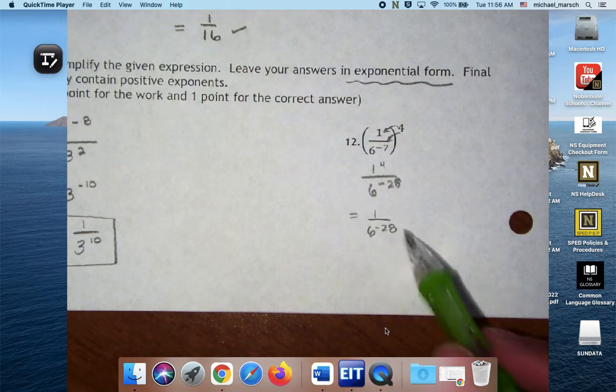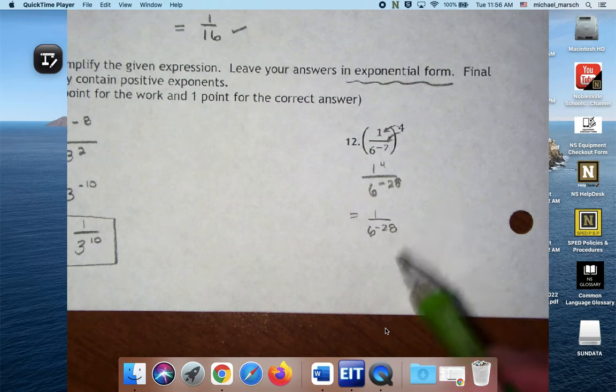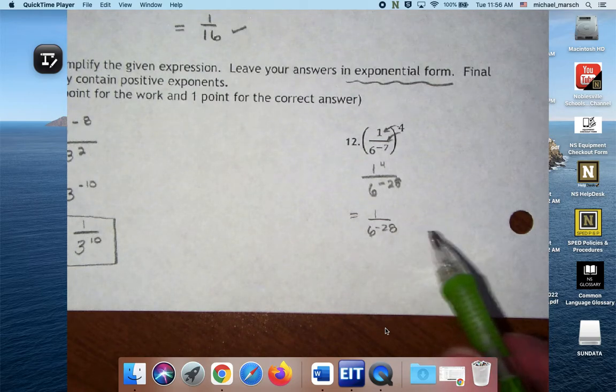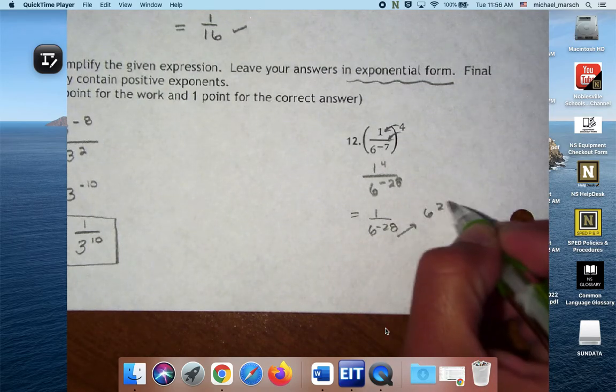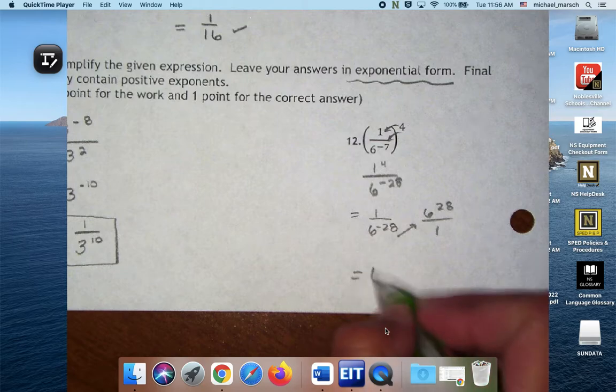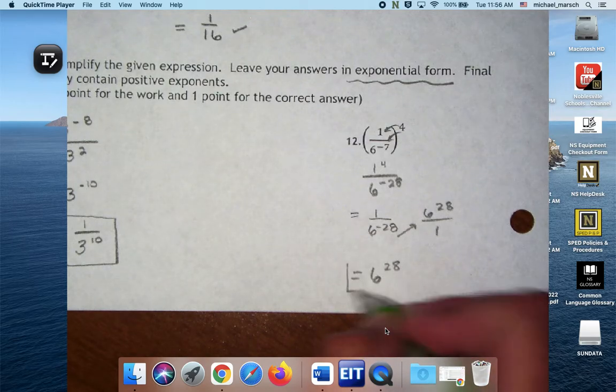But I can't have that in my denominator, so what am I going to do with it? Yeah, I'm going to put it over 1. So my final answer would just be 6 to the 28th power.